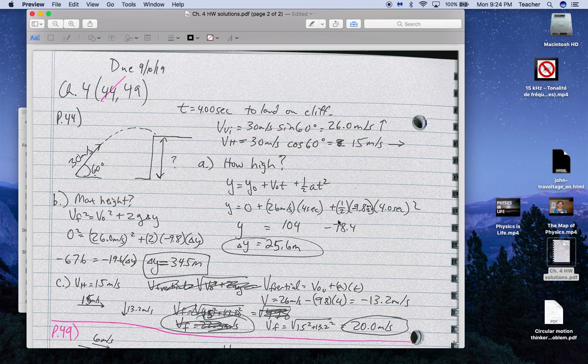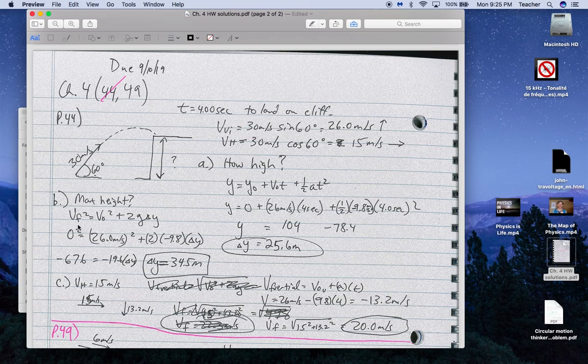So I end up finding actually that after 4 seconds, if there was no gravity, it would have gone up 104 meters, but gravity's pulled it back down 78.4 of those. So the net height of the hill, or the edge of the cliff, is 25.6 meters, about 80 feet.